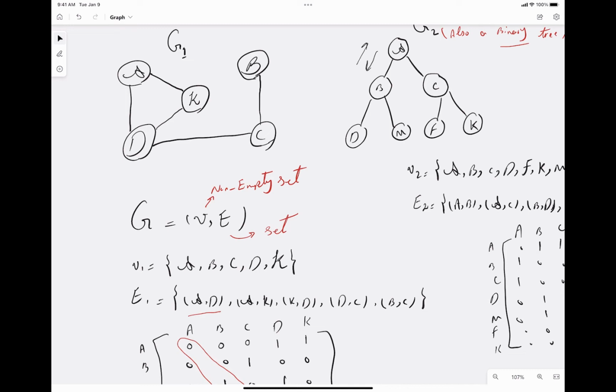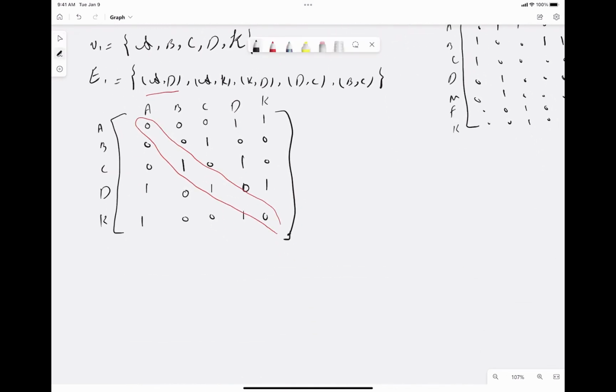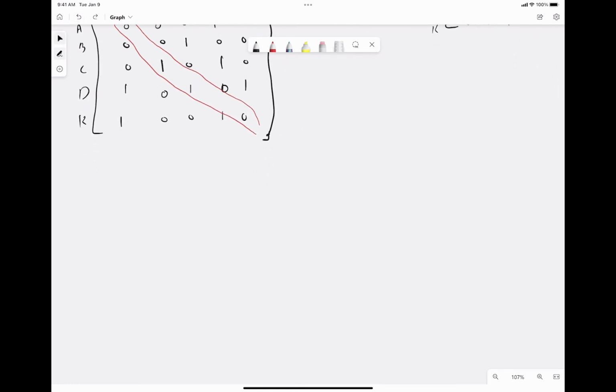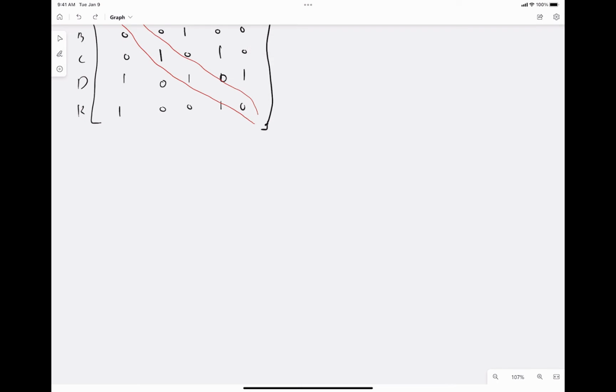However, if the graph is directed, okay, I'm going to write an example here. So if your graph is directed, something like this, for example, here we have A, and here we have B, and here we have C, and here we have D. If we're going to write the set of vertices, first of all, let's call this graph the graph G3. So V3, or V subscript 3, is going to be A, B, C, and D.